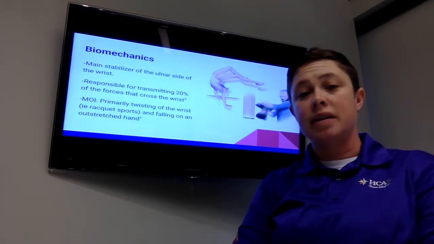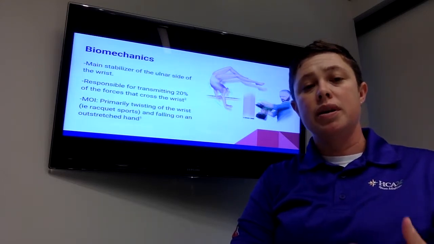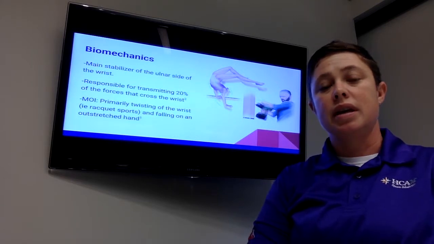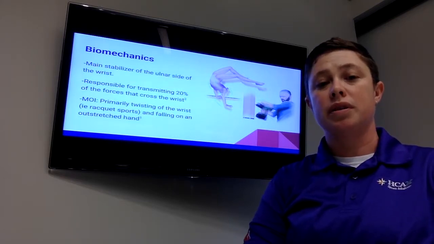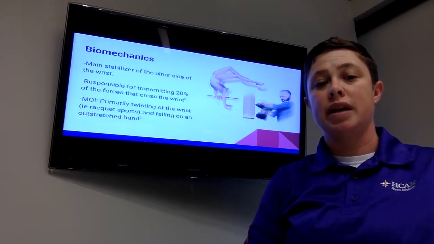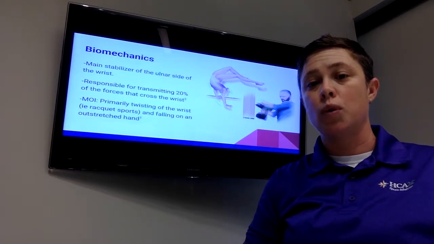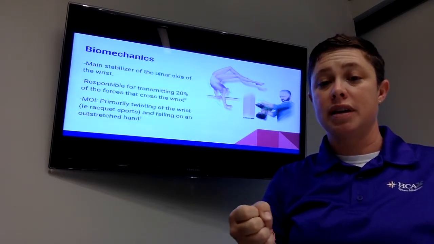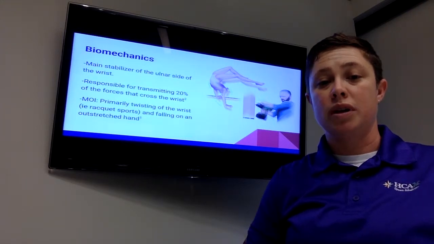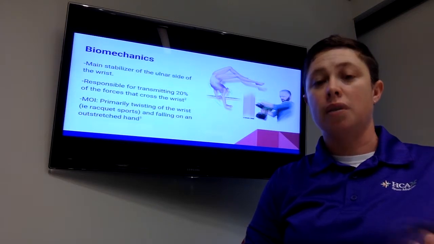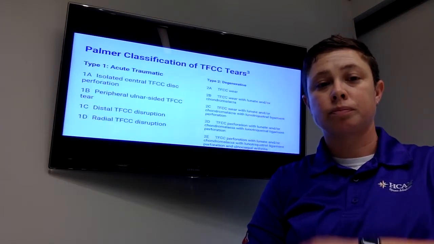The biomechanics of this structure and joint is that it is the main stabilizer on the ulnar side of the wrist. It is responsible for transmitting 20% of the forces that cross the wrist, and its main mechanism of injury is a forced twisting of the wrist, for example, like in a racket sport, or in this example, using a drill if the drill were to get stuck and force the wrist into supination or pronation. Also, another mechanism of injury we see often is falling on an outstretched hand.